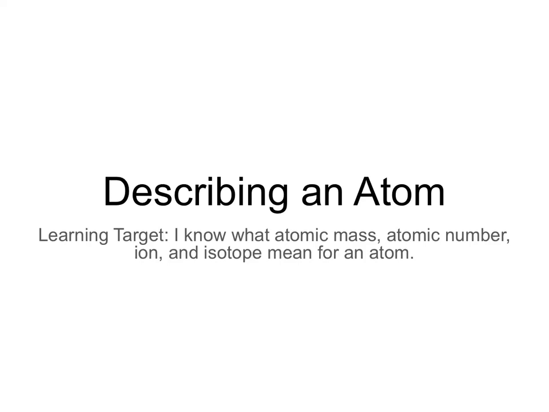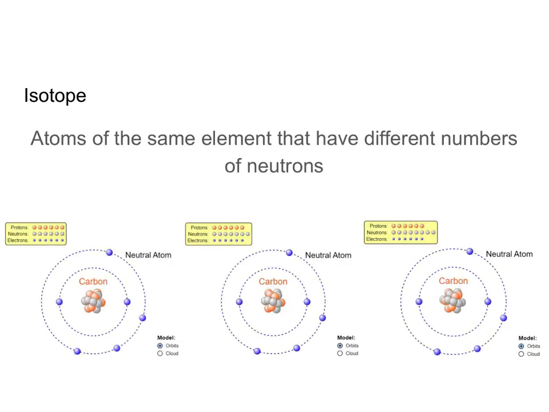This lesson is going to be about describing an atom and different ways that we can do that, and learning to know what atomic mass, atomic number, ion, and isotope mean in an atom and how that means differences for the subatomic particles.